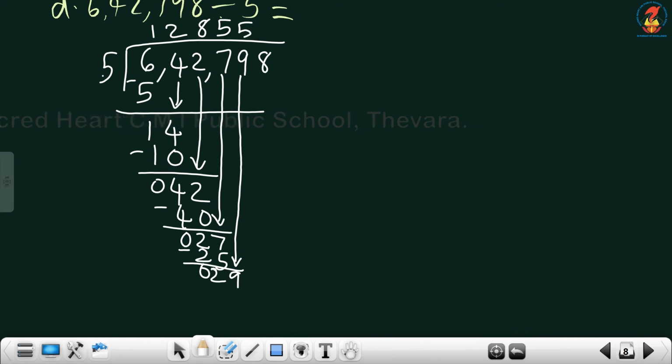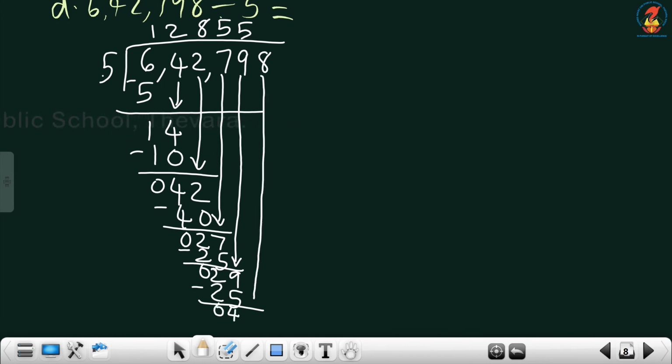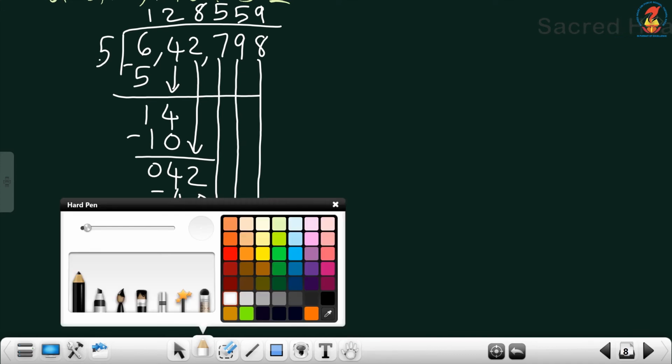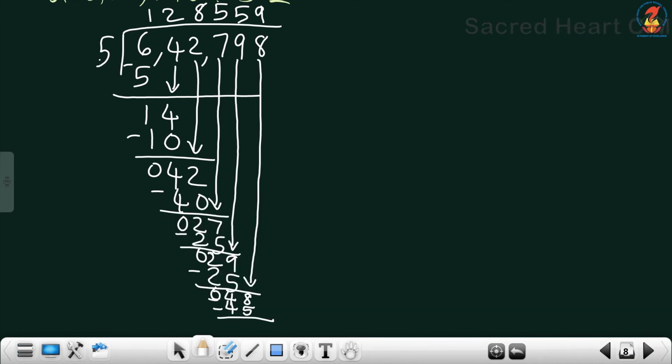5 5s are 25. And the remainder is 4. Again one more number is there, 8. And 5 9s are 45. And the remainder is 3.